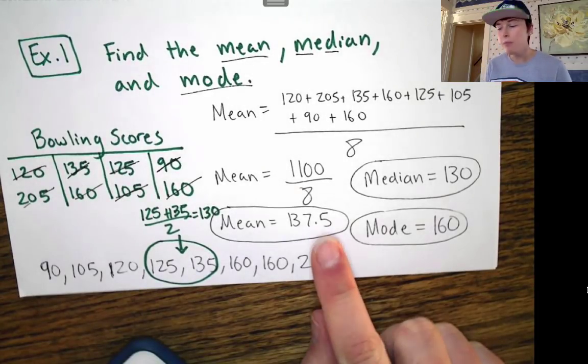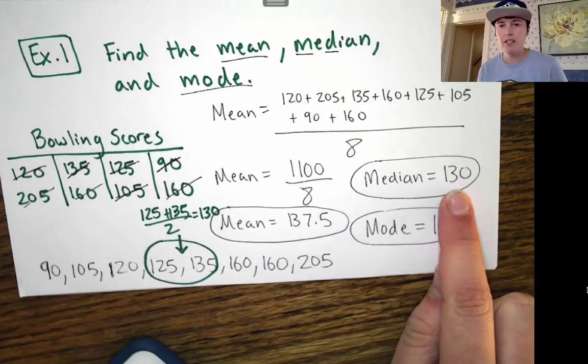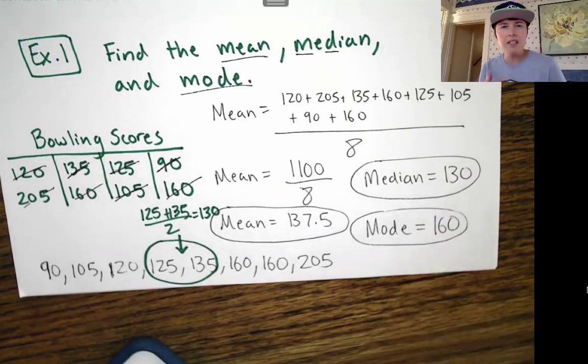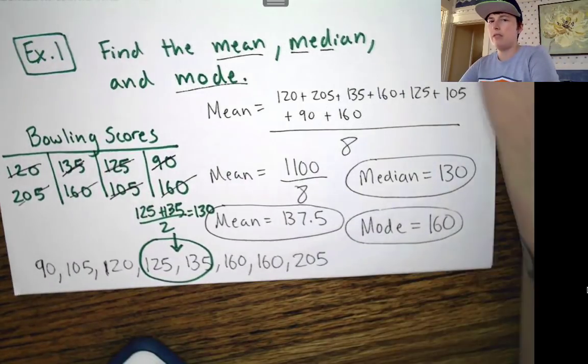Or our median bowler is 130 points. The most you'll see in our team is 160. That's a way I could describe the data. Okay, so let's try some more of this.